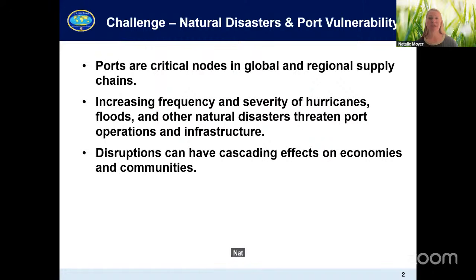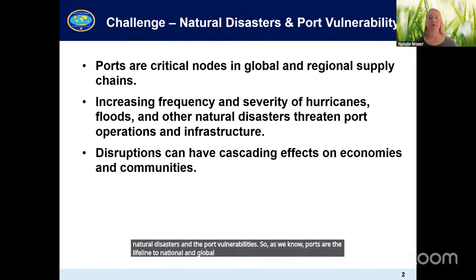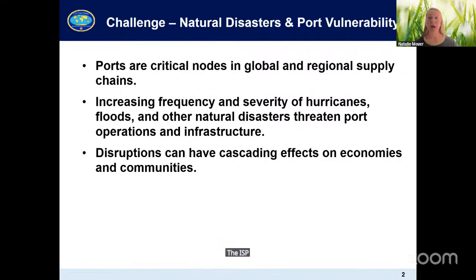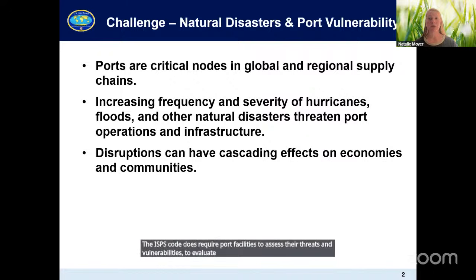Natural disasters and port vulnerabilities. So as we know, ports are the lifeline to the national and global economy. However, their location and complexity make them vulnerable to natural disasters, especially hurricanes and flooding. The ISPS Code does require port facilities to assess their threats and vulnerabilities, to evaluate them. However, real-world events show the need for continuous and ongoing vigilance.